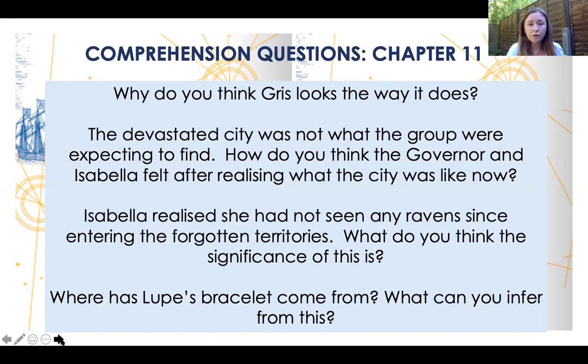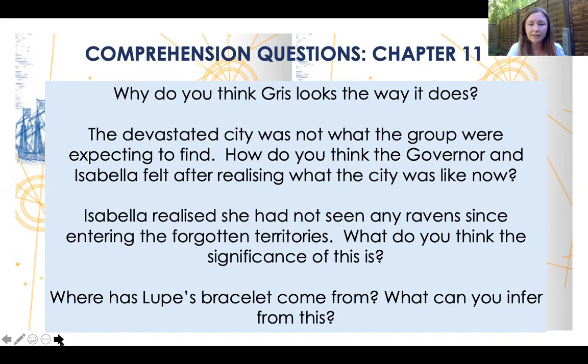A devastated city was not what the group were expecting to find. So what were they expecting to find, first of all, is the implicit part, or the hidden part of that question. And then how do you think the governor and Isabella felt? So there'll be 2 different perspectives here, after realizing what the city was like now. What was Isabella's reaction? What was the governor's reaction? And what do you think that makes them think about going forward?